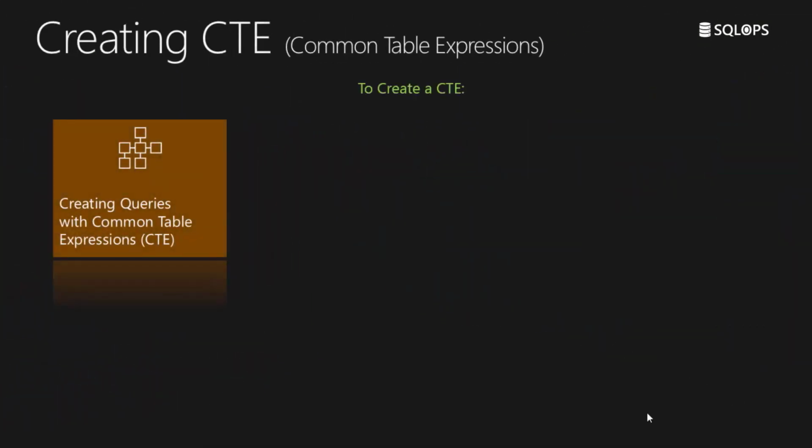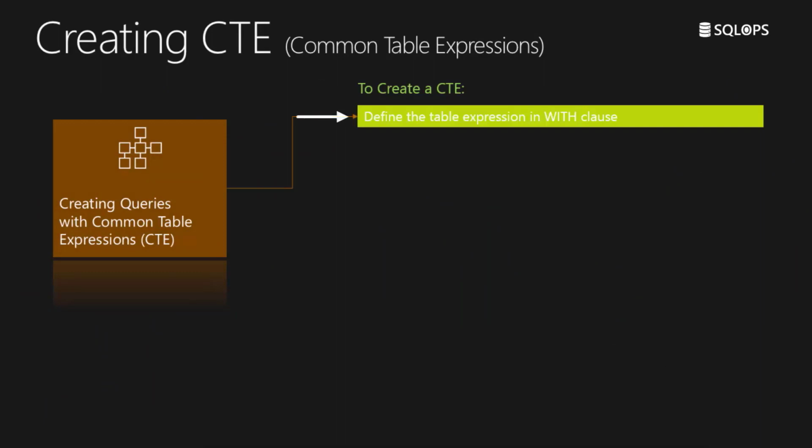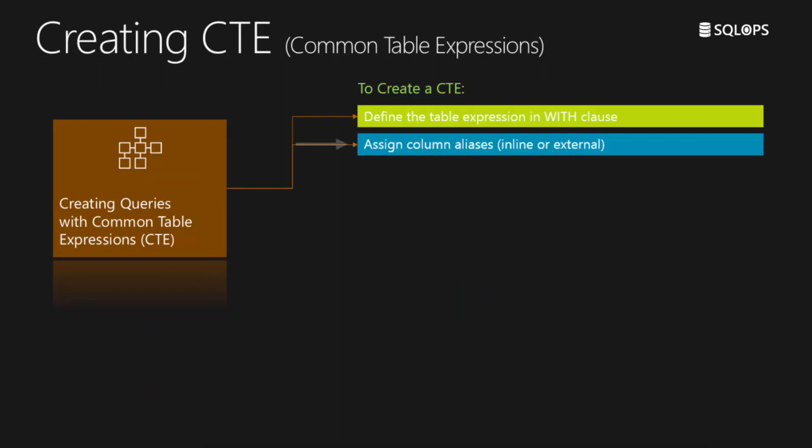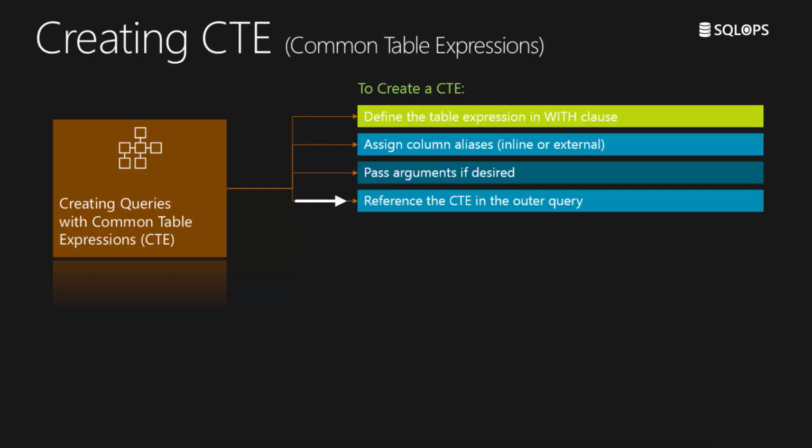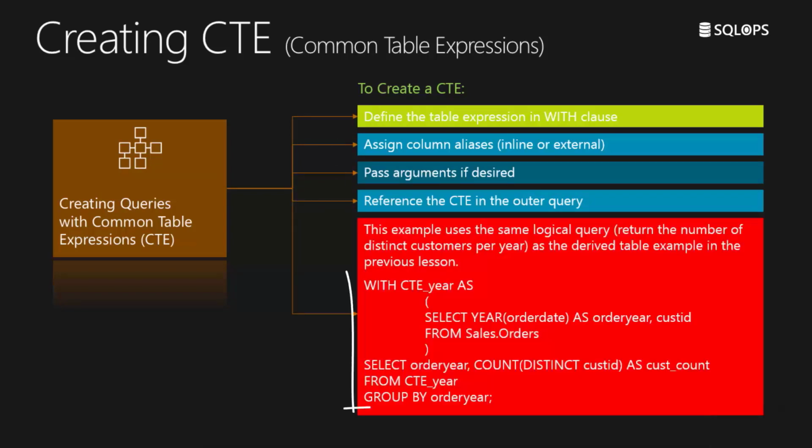Now let's see how to create a CTE. To create a CTE, you need to define the table expression using the WITH clause, assign the column aliases using inline or external aliases, pass the arguments if desired, and reference the CTE in the outer query. Let's look at a quick example. This example uses the same logical query to return the number of distinct customers per year as the derived table example in the previous lesson.